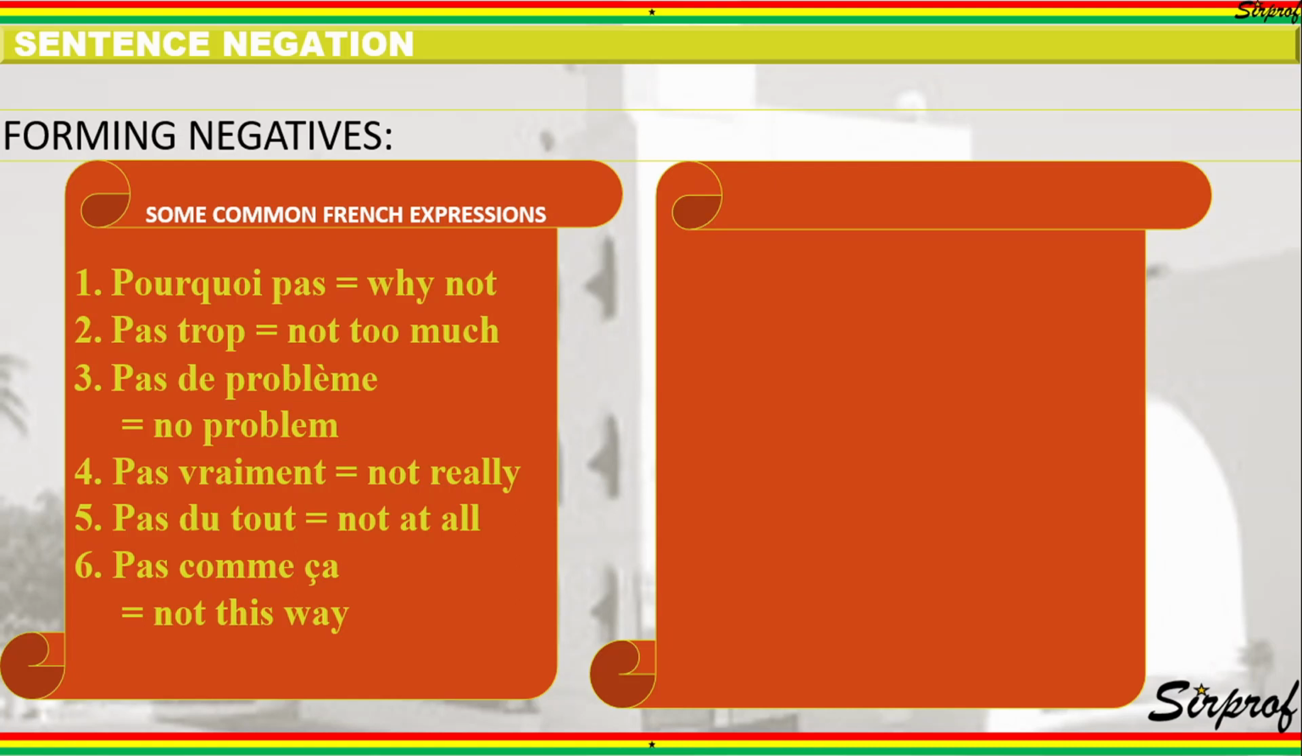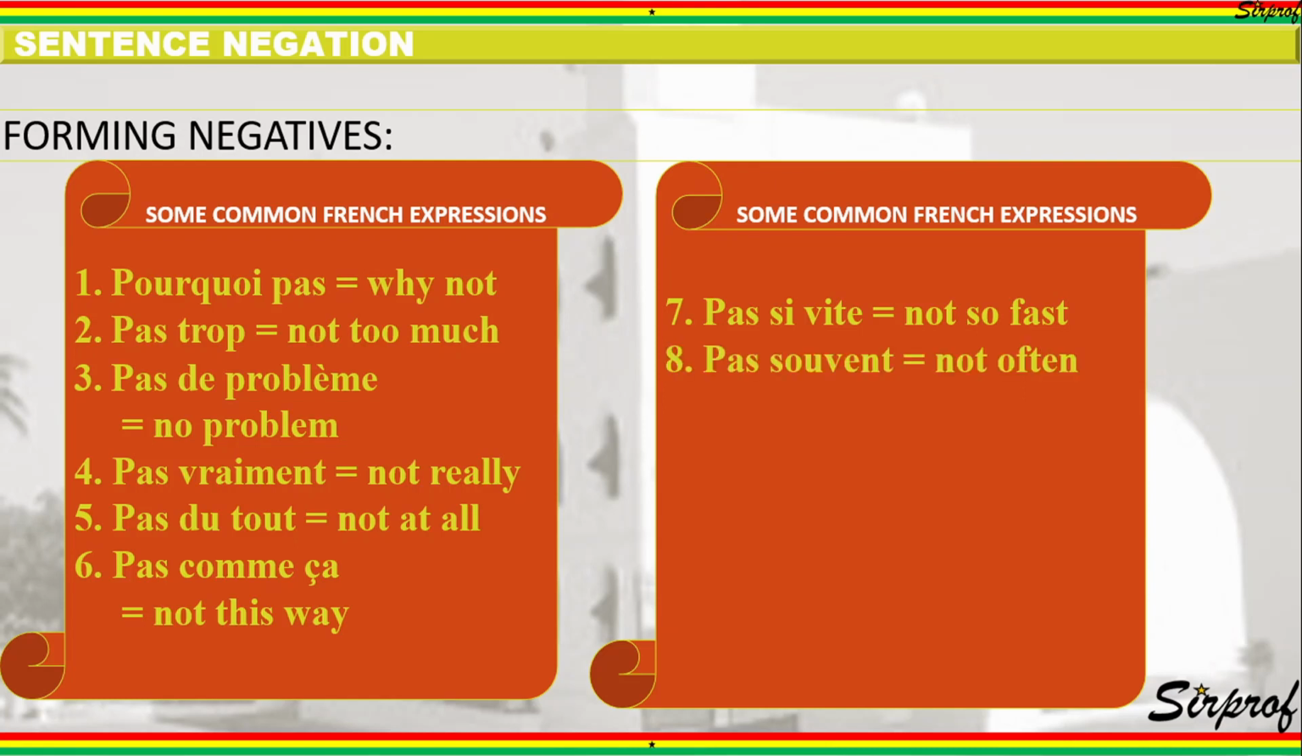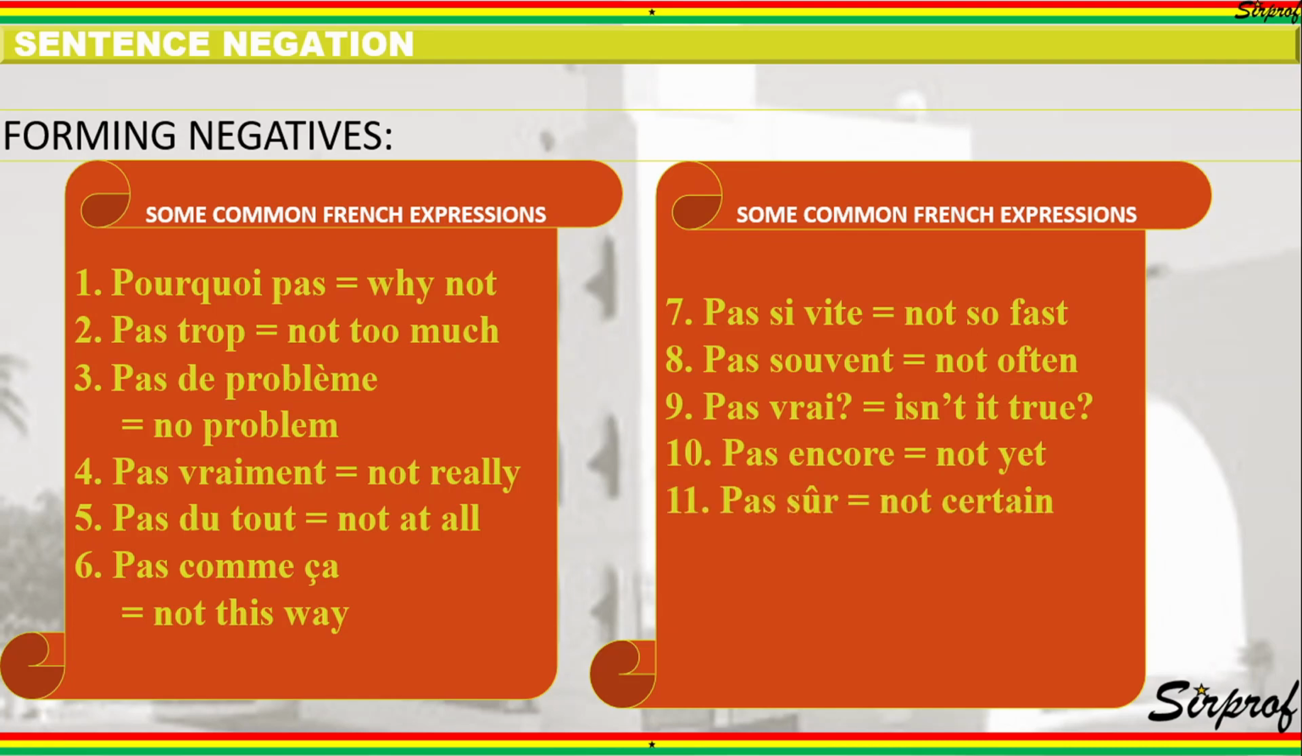Pas comme ça. Not this way. Pas si vite. Not so fast. Pas souvent. Not often. Pas vrai? Isn't it true? Pas encore. Not yet. Pas sûr. Not certain. N'est-ce pas? Right? Isn't it so?